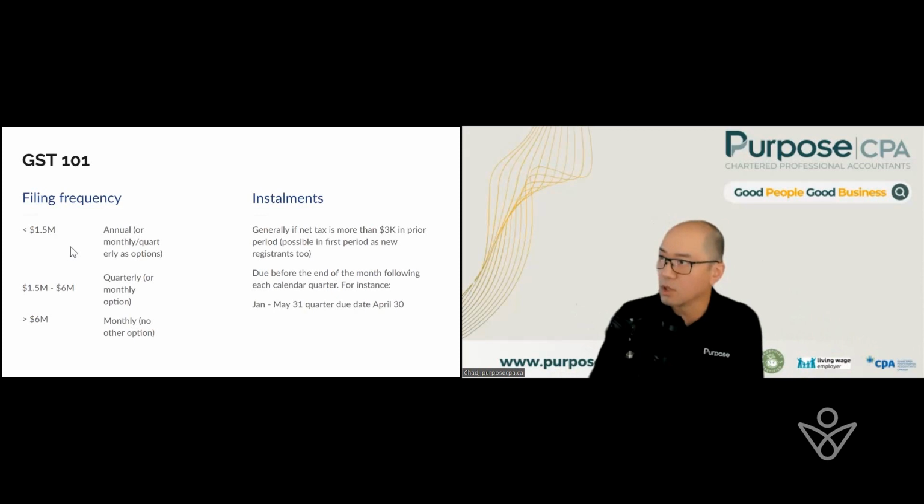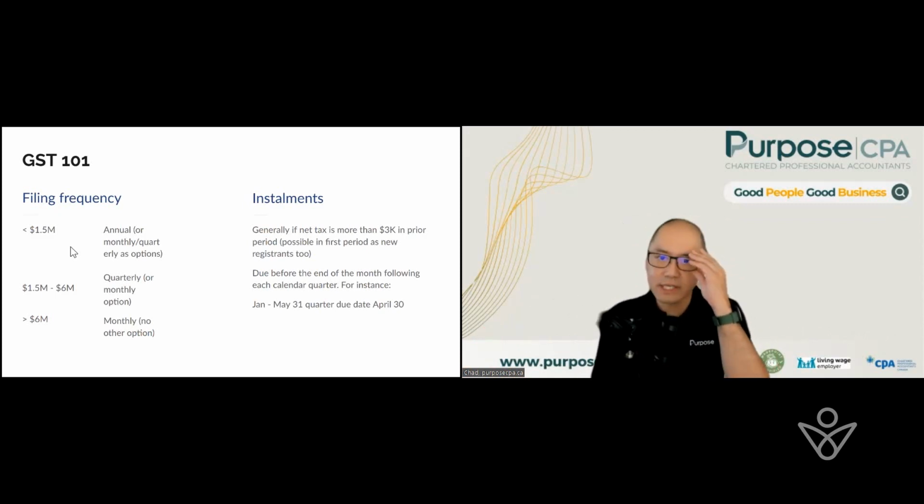If it's below $1.5 million, it's annual. You'll be filing at least on an annual basis, and you can elect for monthly or quarterly. If you're generating from 1.5 million up to 6 million, it's quarterly. If you're generating above $6 million, then you'll be filing monthly. The GST is due before the end of the following month. So right now we're in August, and if I was running a business generating more than $6 million in total annual revenues, I would be filing for July before the end of August.